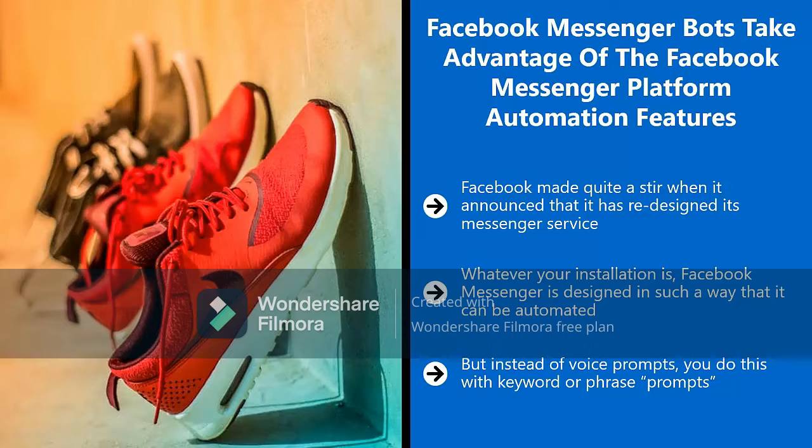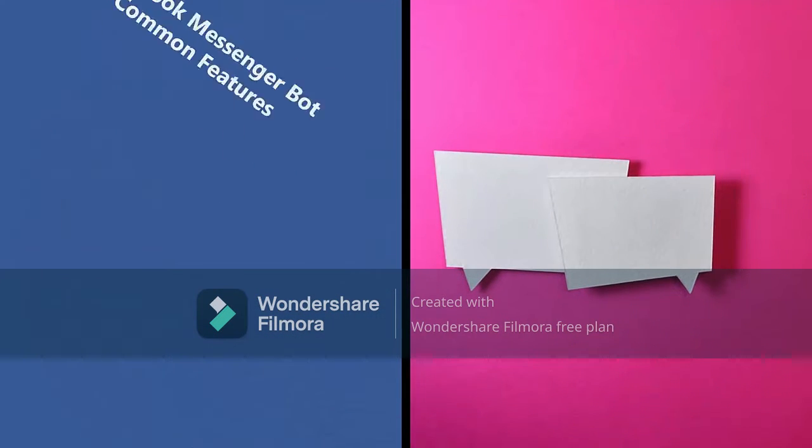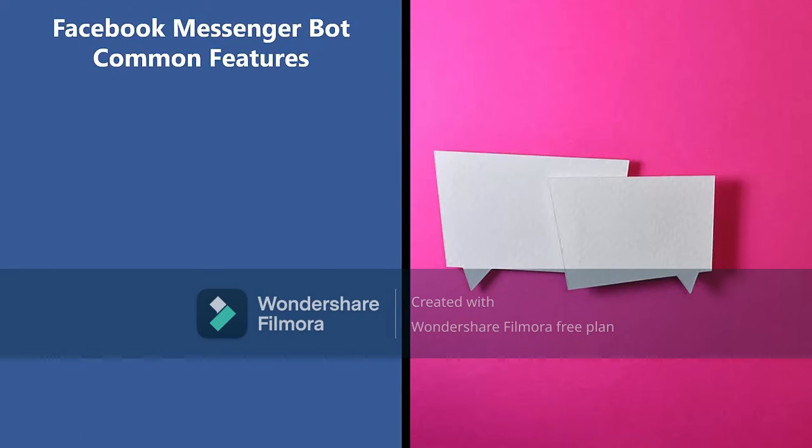For example, if you run an online shoe store and people are interested in Nike Air shoes with certain attributes, they can type in the brand name and the model or any other identifying information, and then you can set up the Facebook Messenger bot to give your prospective customer key information like availability, price, and variations that may be in stock. Facebook Messenger bot common features.